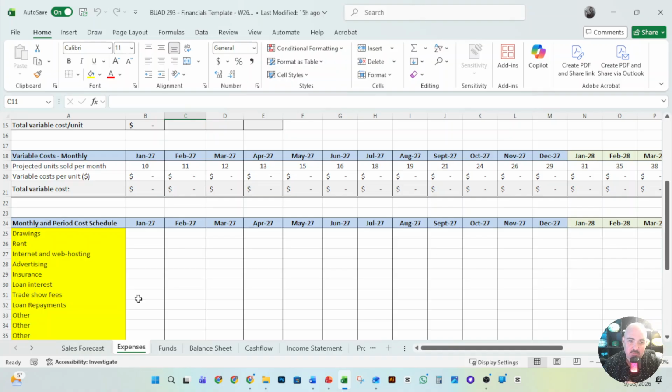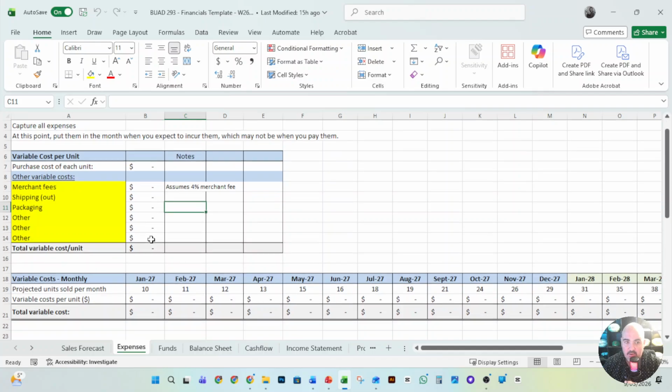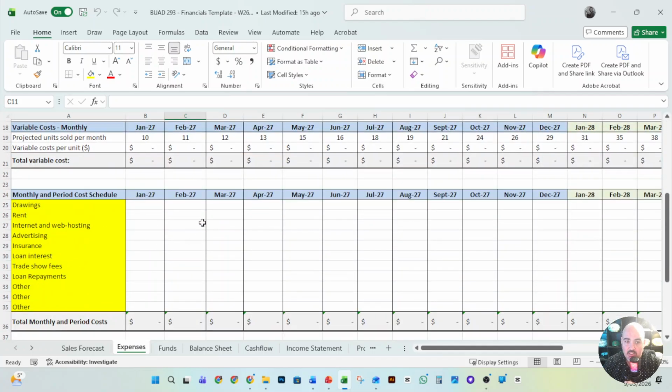Now, the next one is expenses. So this is something, again, guys, you're going to have to do a little bit of research on to find out. There will be standards, guys. You don't have to make this really, really specific, but we just want to build something out that we can give to our investors to show this is going to be about average. It may not be exactly correct, but this will be close to what we're going to be paying.